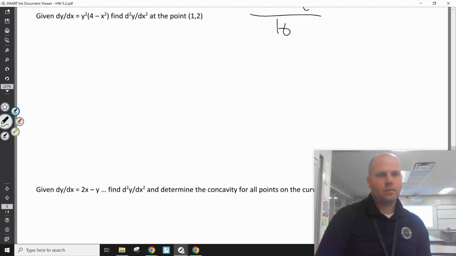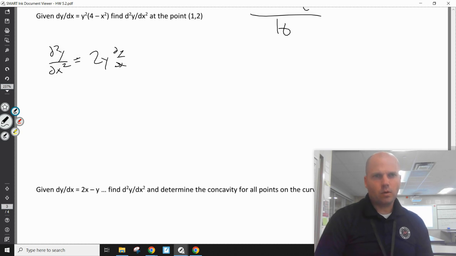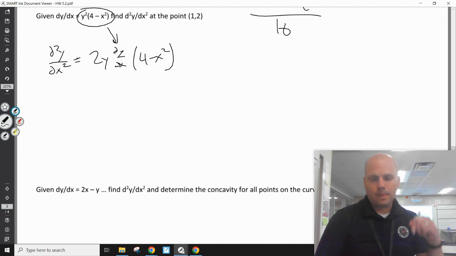It's interesting. Sometimes you'll be given the derivative and asked for the second derivative. Well, that's nice because they already did half of the work for you. You just have to use your rules and make sure you apply what you know. I know what dy dx is. Okay, that means that goes there, or its numerical value goes there.